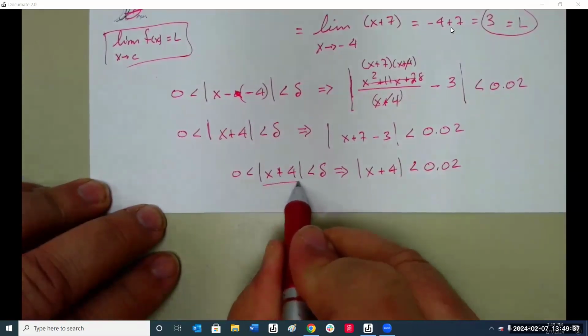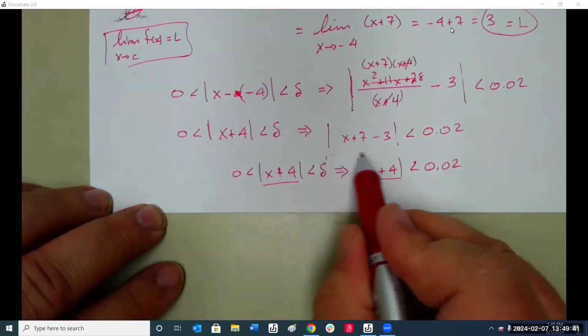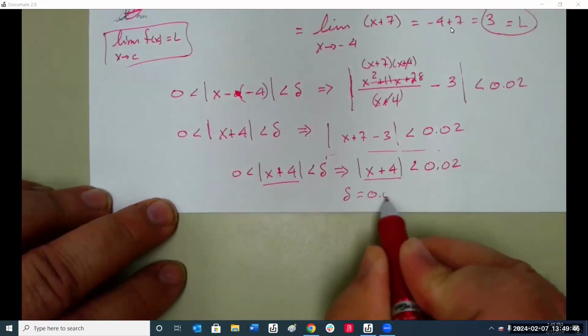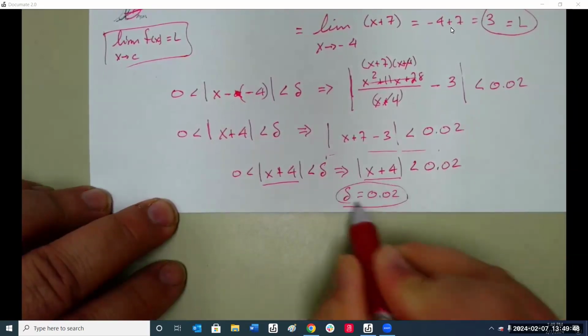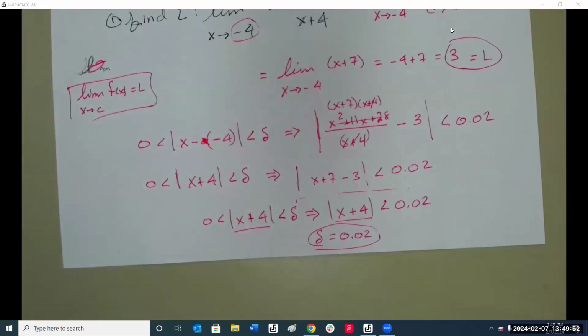Our entire objective is trying to get these two absolute values the same. Once they're the same, then these two are equal. So delta equals 0.02. And our L equals 3, which is what the options were. I hope that helped. Let me know.